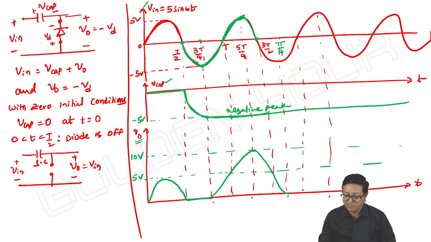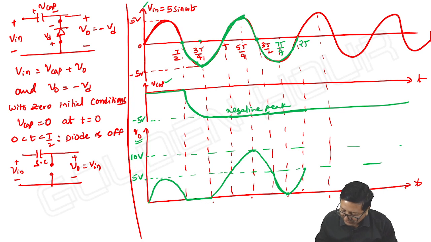Very next, what happens? At t is equal to 2t, here it is falling by 5. It is not responding, and that fall we are observing here. Next, from 7t by 4 to 2t, input is rising by 5. V capacitor remains constant at minus 5. So output will rise by 5.